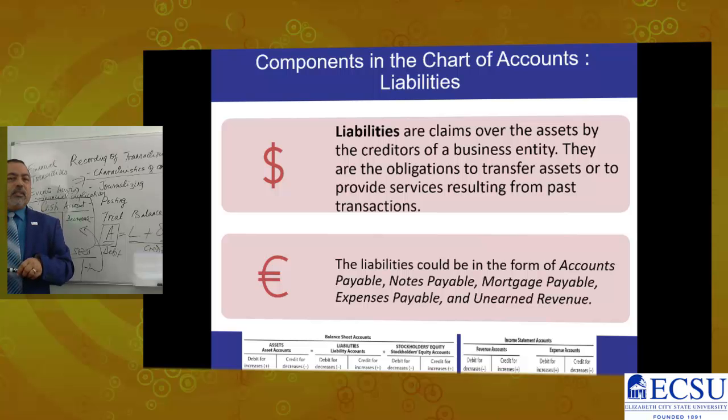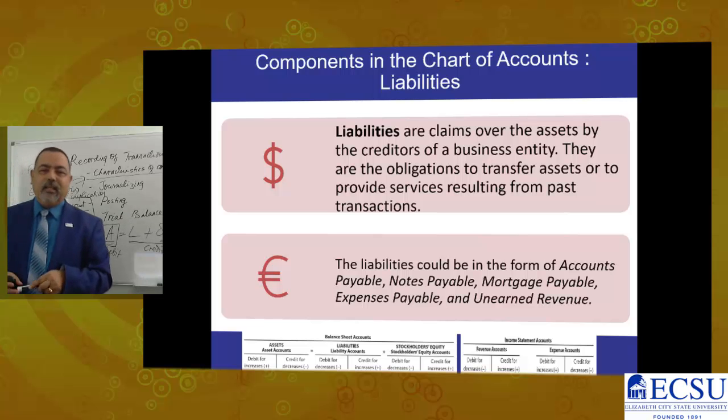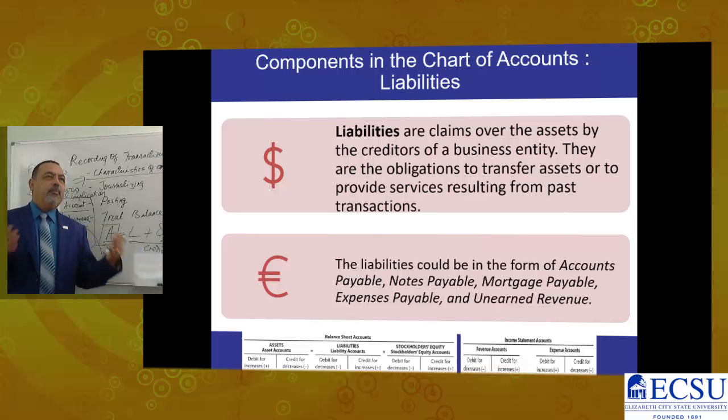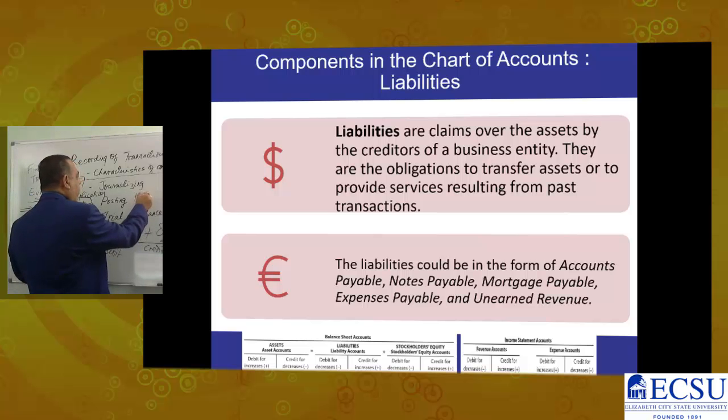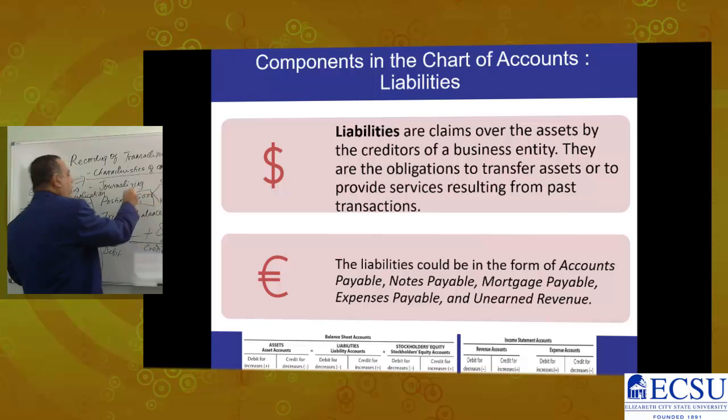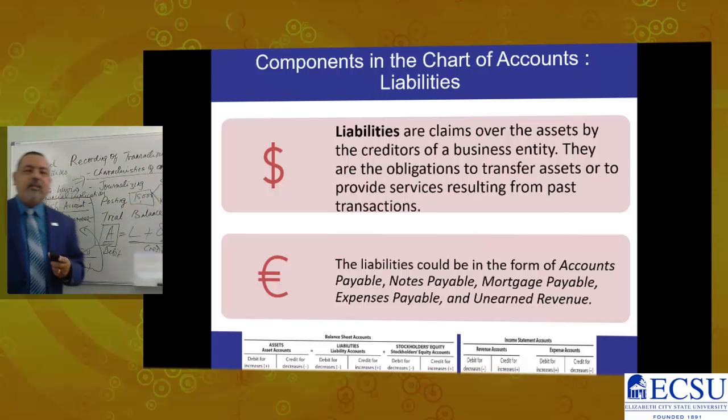Now, the next component in the chart of accounts will be liabilities. As you know, liabilities are claims over the assets by the creditors of a business. So, supposing I buy a car for $15,000 and I put in 5,000 of my own and borrow 10,000, this amount will be considered as an asset because I'm buying the car.